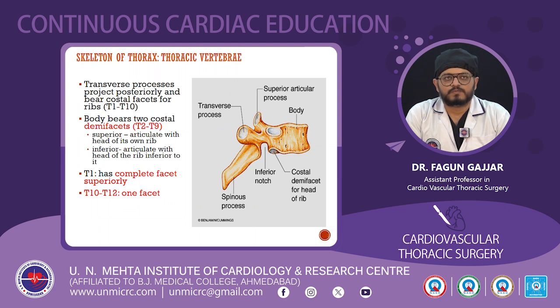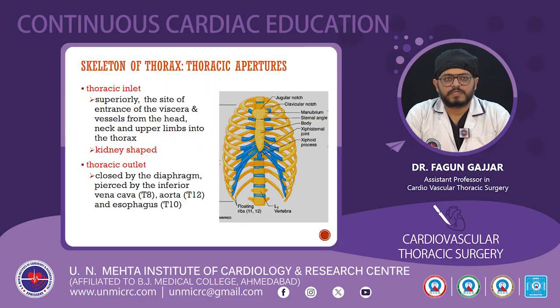The transverse process projects posteriorly and bears a costal facet for the ribs in the first to 10th thoracic vertebra. The body bears two costal demifacets in T2 to T9. The superior one articulates with the head of its own rib, and the inferior one articulates with the head of the rib inferior to it. T1 has a complete facet superiorly, while T2 to T12 have only one facet.